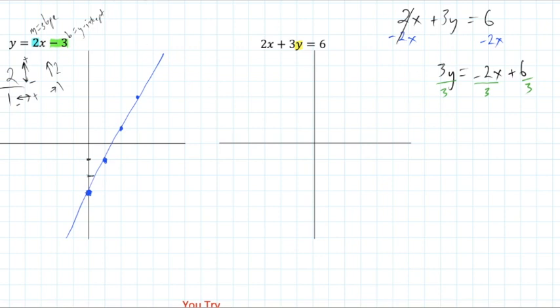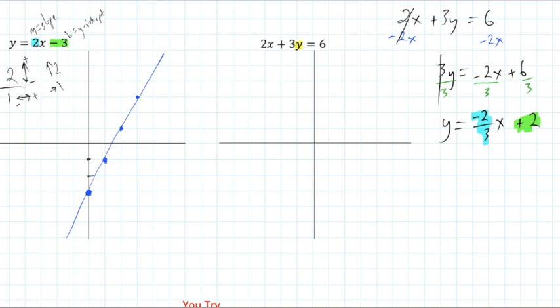On the left side, the 3's cancel, leaving me with just y. On the right side, I'm going to keep this fraction of negative 2 over 3x. And 6 divided by 3 is just 2. I want to keep the fraction because the fraction is that ratio of the change of y's over the change of x's. So now that I have it in the format I want it, I can see that I have my slope and I can see that I have my y-intercept.